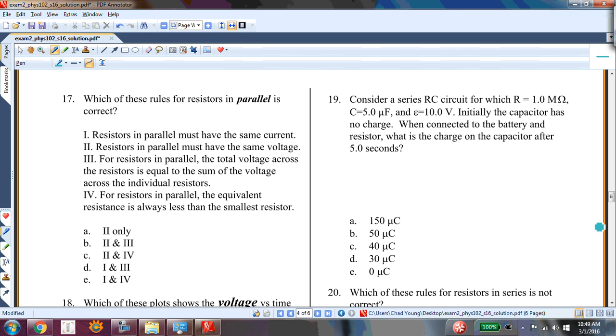All right, which of these rules for resistors in parallel is correct? Resistors in parallel must have the same current. That is not true. Resistors in parallel must have the same voltage. That is true, so 2 is correct. Gets rid of these two. For resistors in parallel, the total voltage across the resistors is equal to the sum of the voltage across the individual resistors. That would be true for series, but it's not true for parallel. And the equivalent resistance is always less than the smallest resistor. That is true. So 2 and 4, C for 17.